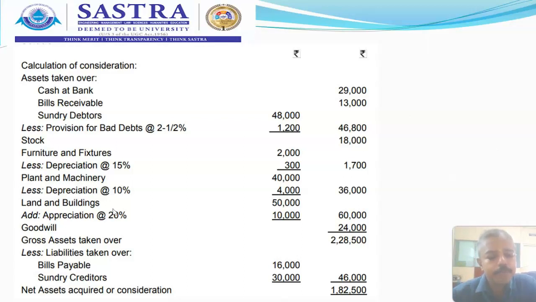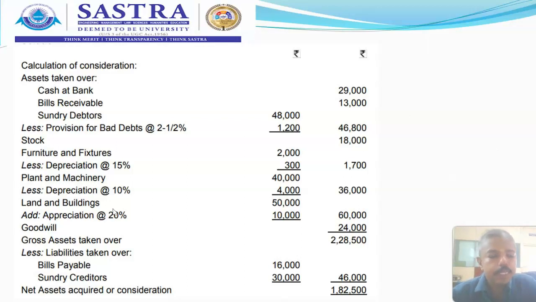For that, we are picking up the assets listed in the balance sheet. Here, the assets listed in the balance sheet that do not have any adjustments, only those accounts we have taken first. And then we have to take the other assets and do the required adjustments one by one.